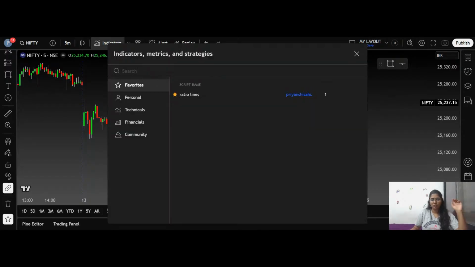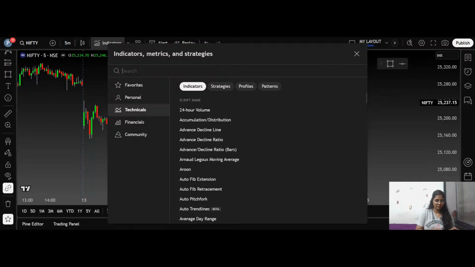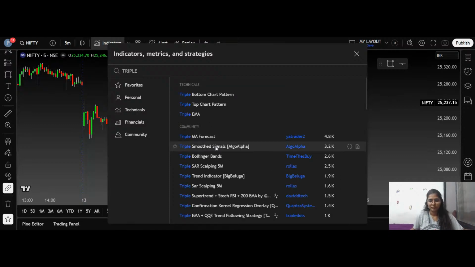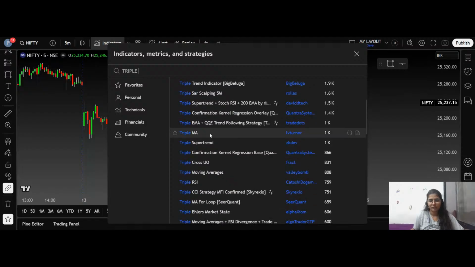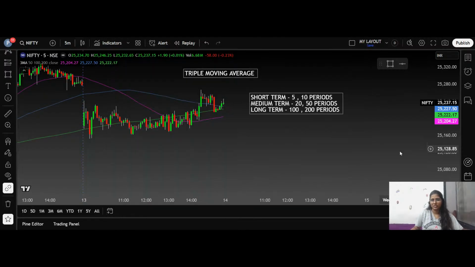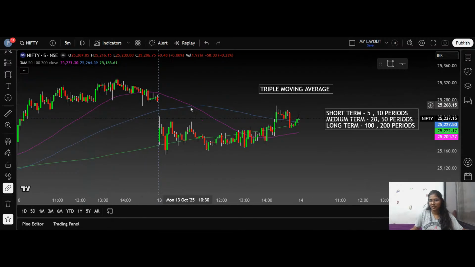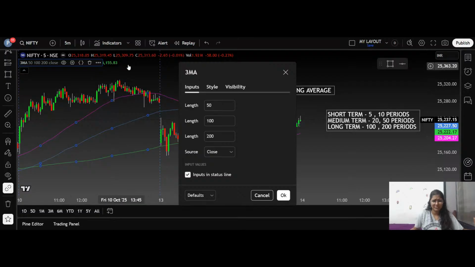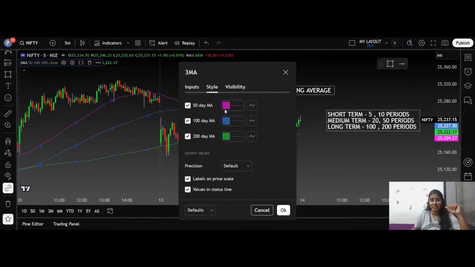Before moving further, I'm going to show you this indicator in TradingView. See, this is the triple moving average. This is one line, this is two line, this is three line. These are nothing but the crossover of three SMAs or EMAs. See, here triple moving average. The length is this, the length is this. These lengths are nothing but the periods.